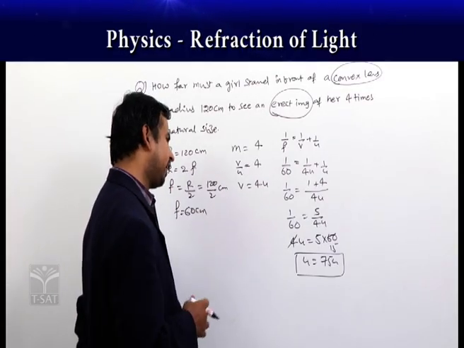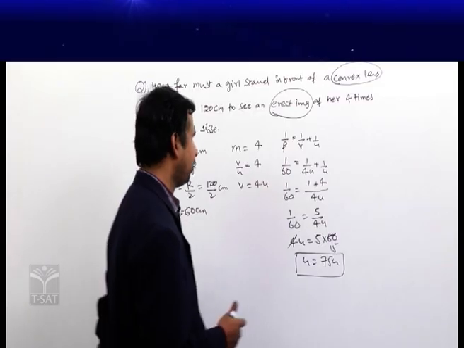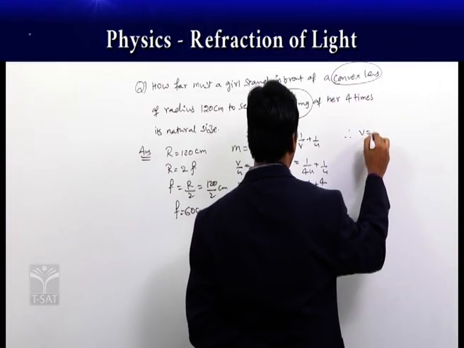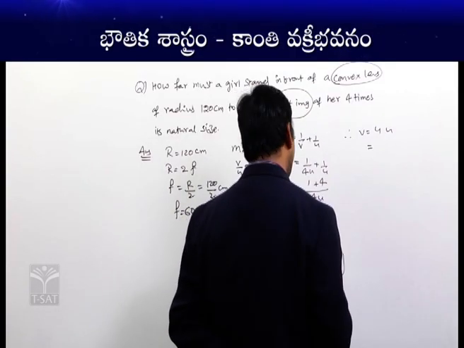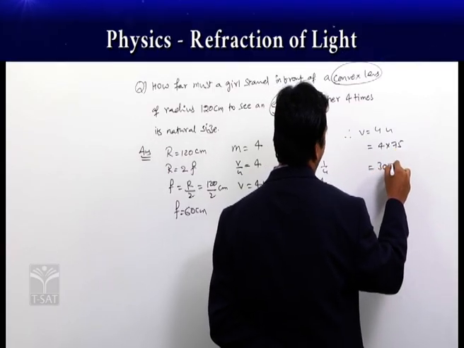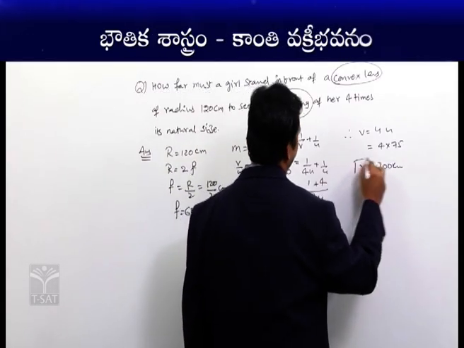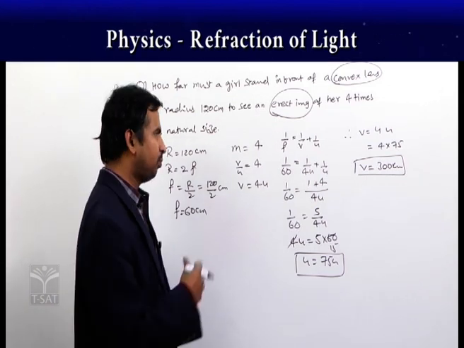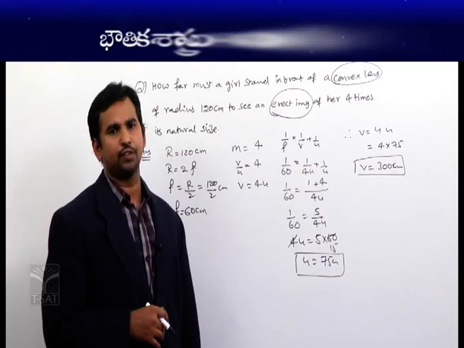So here u is equal to 75 centimeters. Now as the object distance is 75 centimeters, the image distance v is equal to 4 times u, that is 4 times 75, which is 300 centimeters. Then v is equal to 300 centimeters. This is the case if you assume the object is placed before the convex lens. And finally we got the object distance as 75 centimeters.